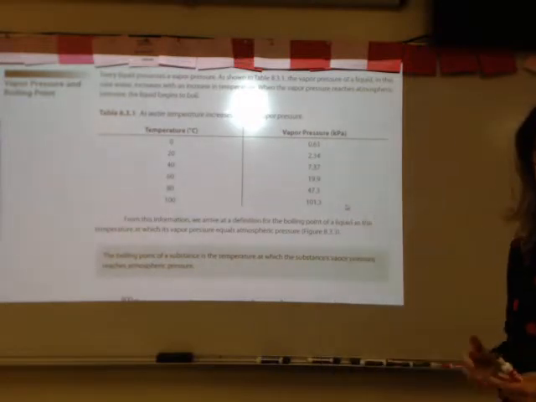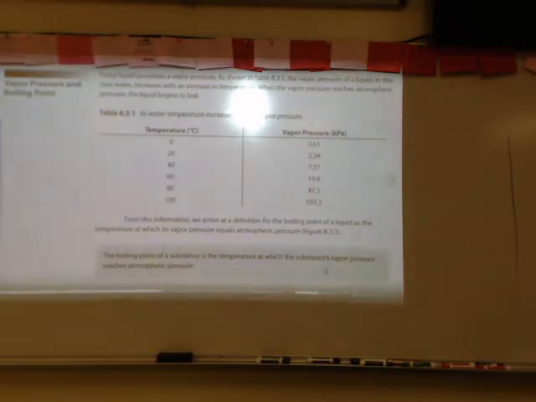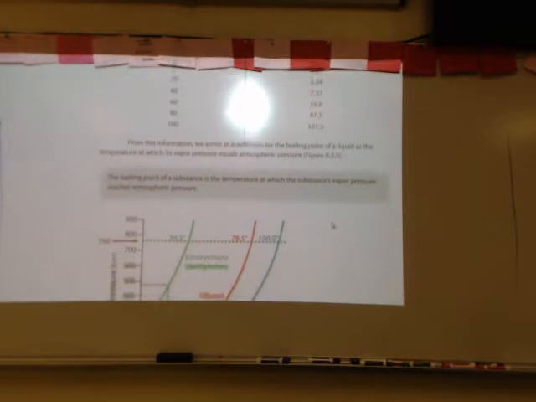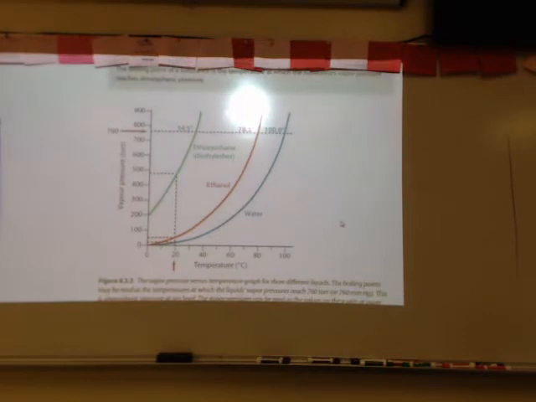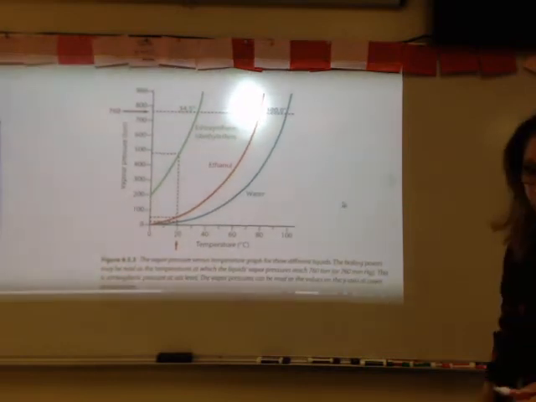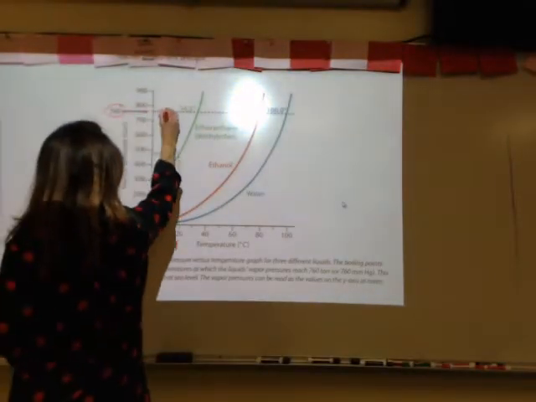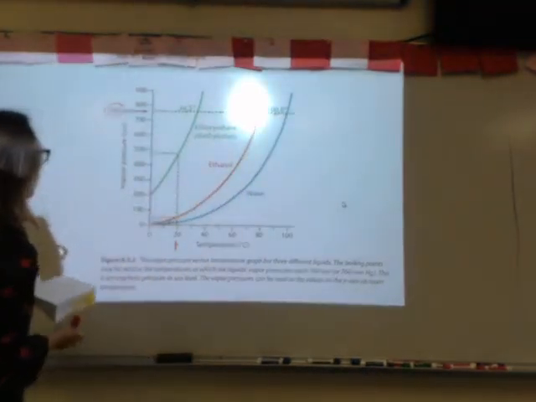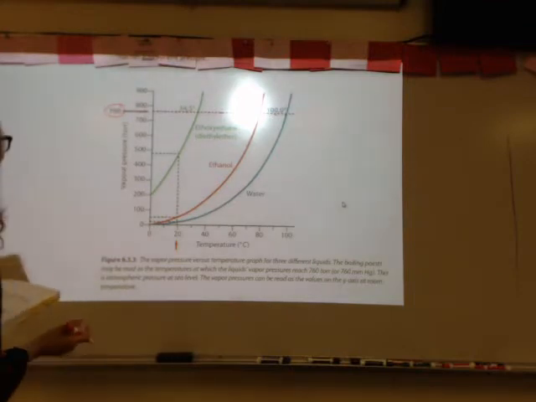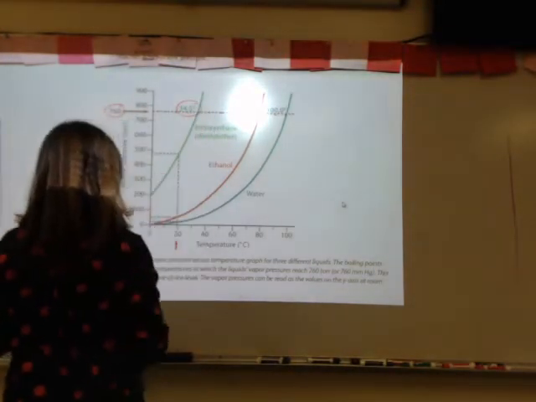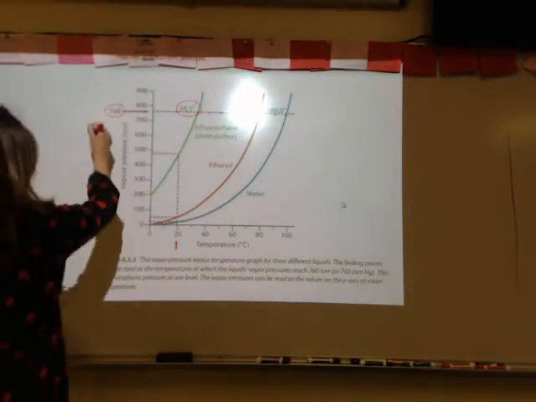From this information, we come to the definition for boiling point of a liquid. The boiling point of a liquid occurs when the vapor pressure equals the atmospheric pressure. So here, you'll notice that in this figure, 760 torr, which is right here, that's this dashed line going across. That is showing you the boiling points of various liquids. So here, diethyl ether, 34.5 degrees Celsius at atmospheric pressure at sea level.